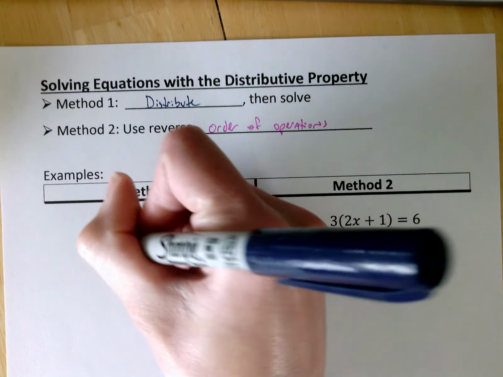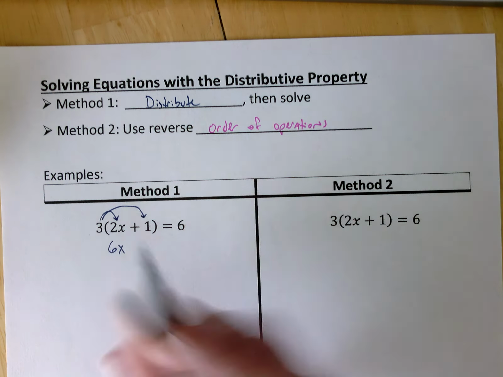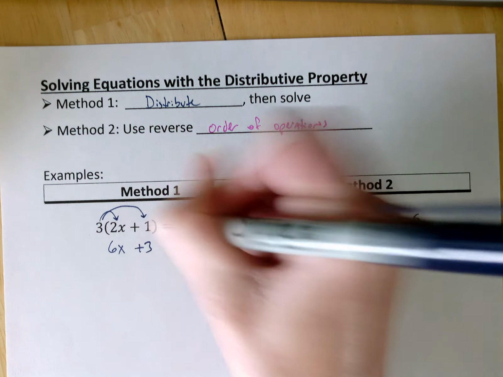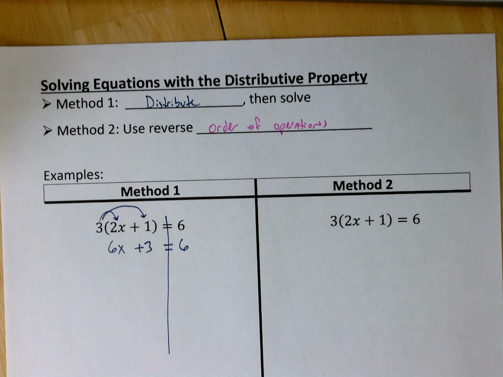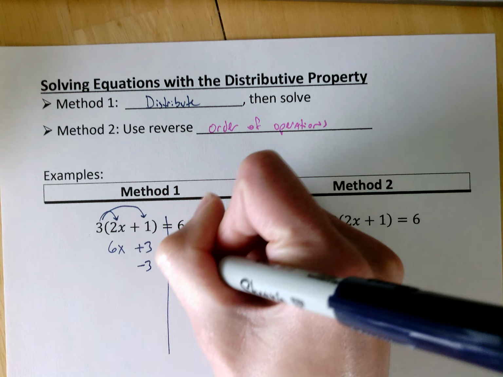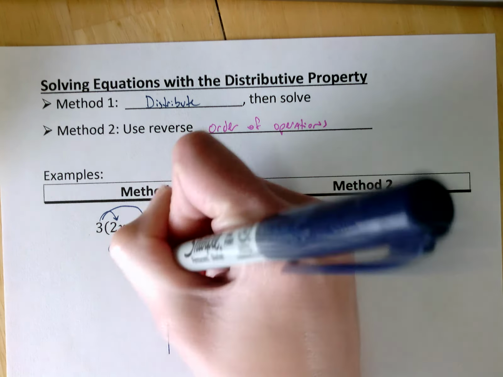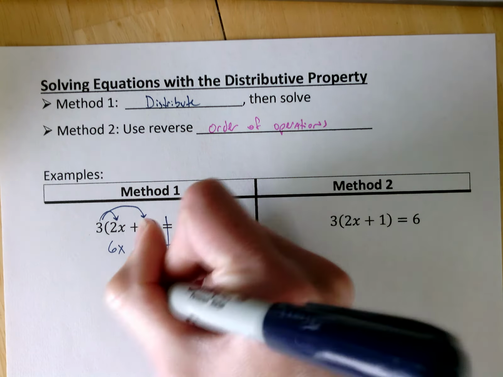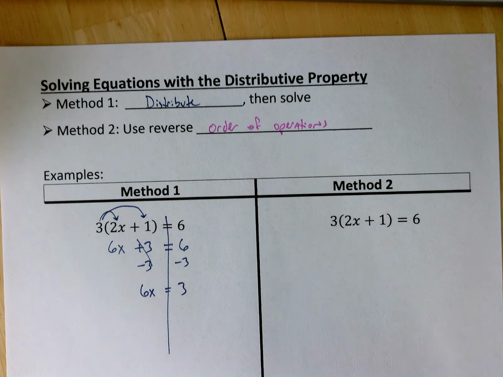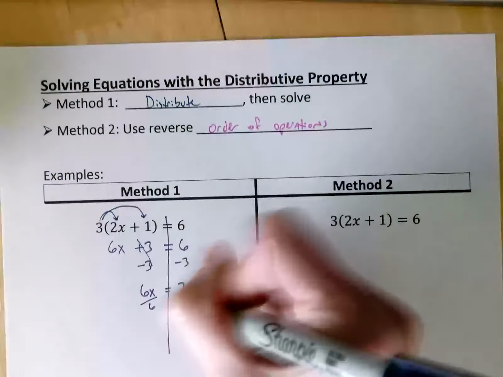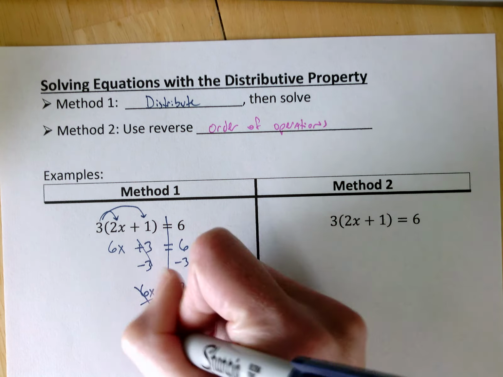So 3 times 2x is 6x, 3 times 1 is 3. Forgot to put my line for my equal sign, and then 6. And then we're just going to solve this like normal. So the first thing I undo is my adding or subtracting. So I need to get rid of the plus 3. So I'll subtract 3 from both sides. That cancels. I'm left with 6x. 6 minus 3 is 3. And then to get the x by itself, I'm going to divide both sides by 6.